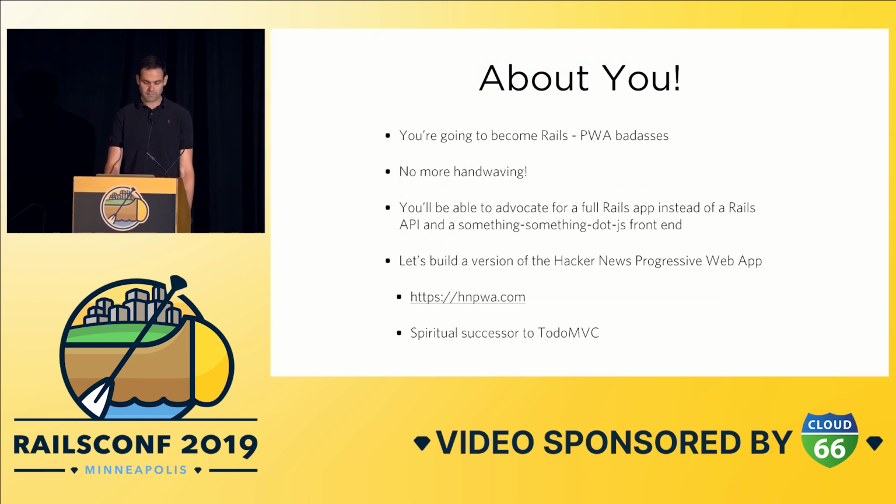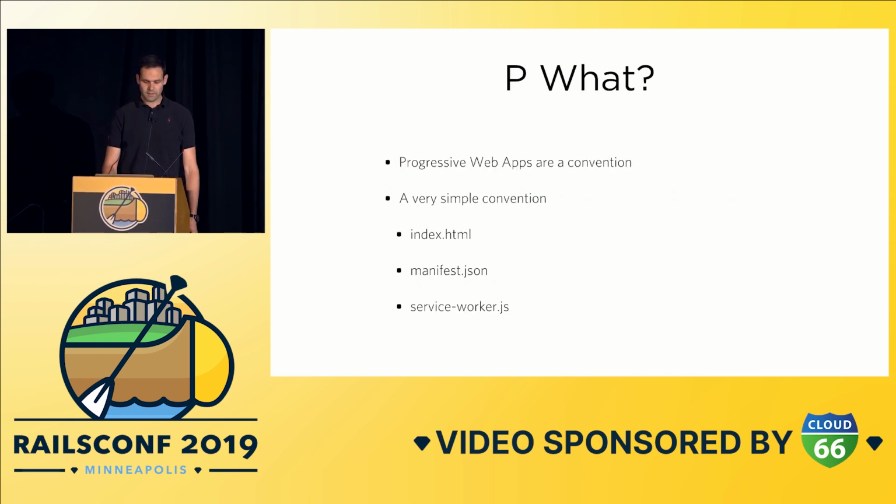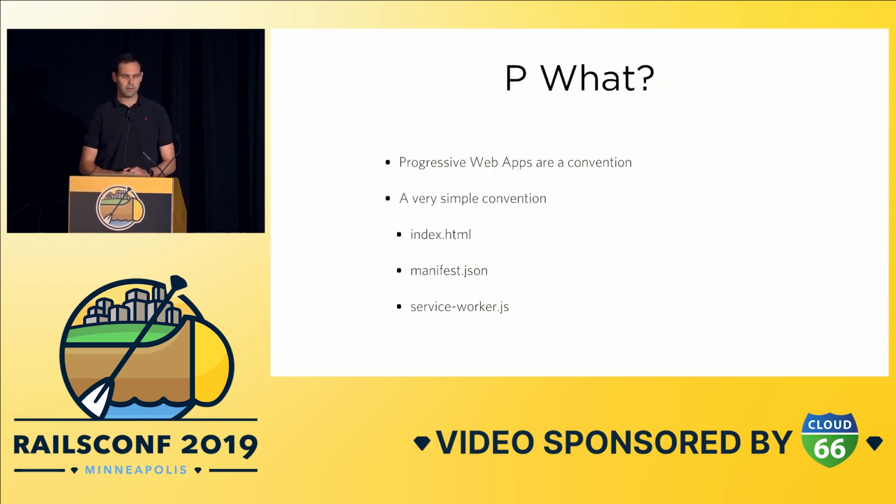I'm going to show you one way I've done this with a version of the Hacker News progressive web app that I built using only Rails, and I'll talk more about that. To start, I want to set up a common vocabulary that we can use to talk about progressive web apps. This will help make sure that we're all on the same page and cut through the fog that's out there.